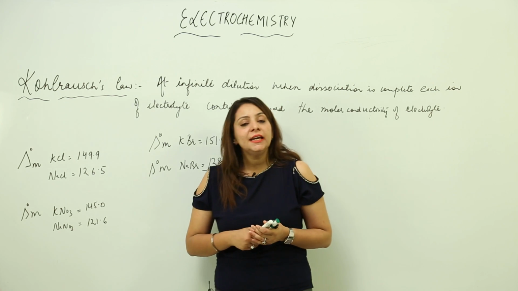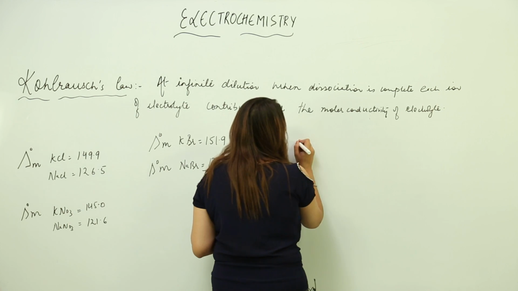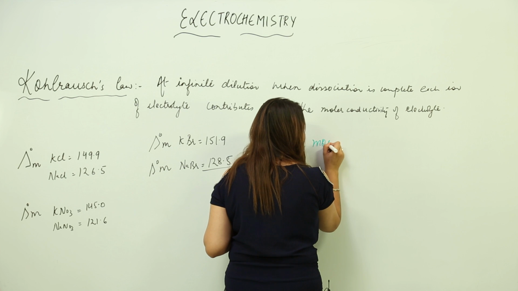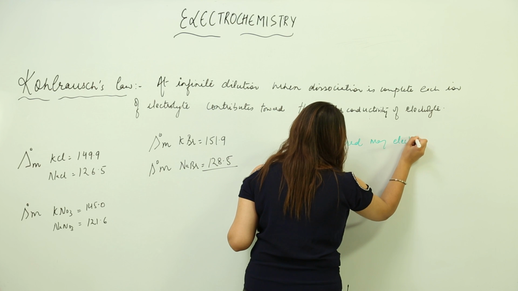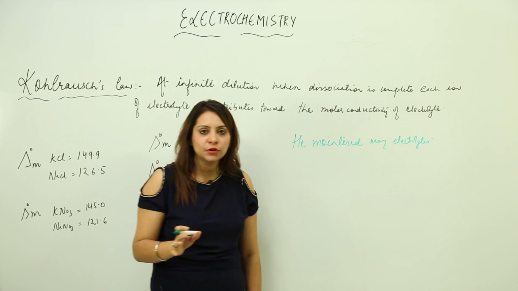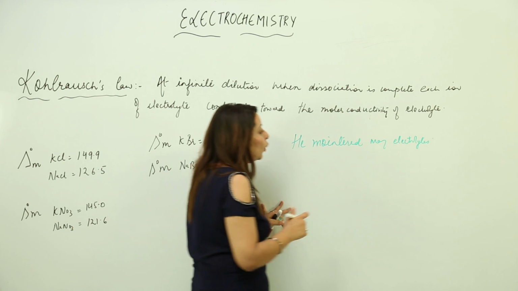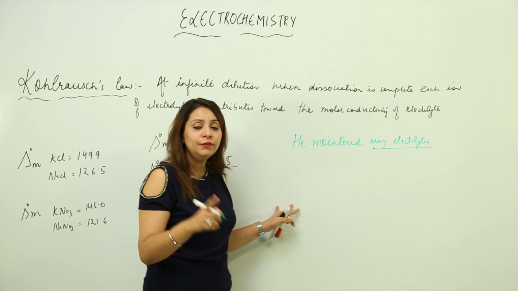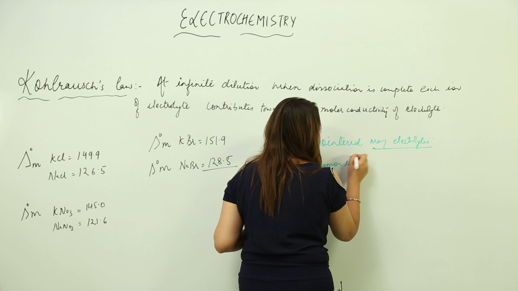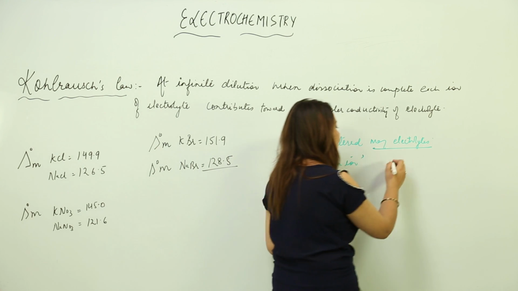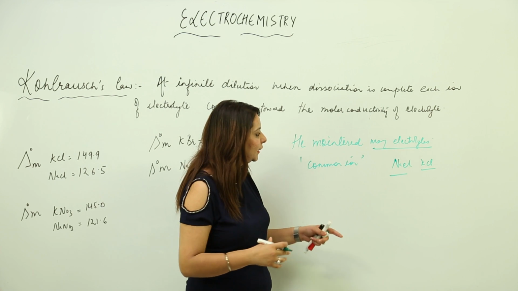So what kind of experiment did he do, or what conclusion did he make? Let me tell you what he did. He monitored many electrolytes. He carefully observed those electrolytes, and he observed those which contain a common ion, like NaCl and KCl. So he took these kinds of electrolytes into consideration.